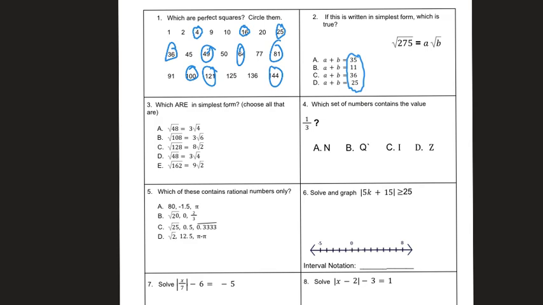275 on your calculator, or you could think, if you had $2.75, how many quarters would that be? So 11 quarters, which would mean 11 times those 25 cents. Okay, which means that the square root of 25 is 5, and the 11 would stay inside. So the answer here is 5 times the square root of 11, right?